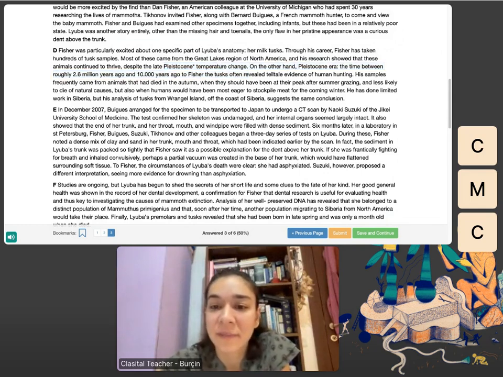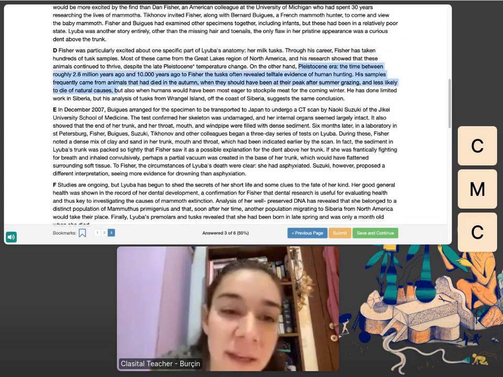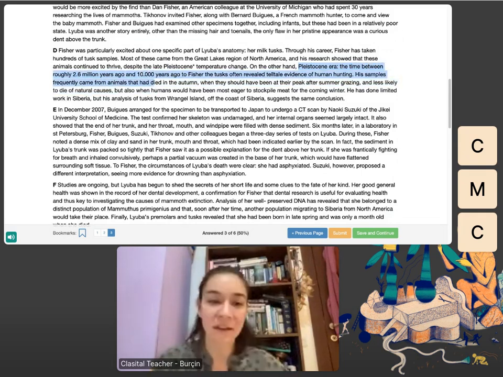Pleistocene era, the time between roughly 2.6 million years ago and 10,000 years ago. On the other hand, to Fisher, the tusks often reveal telltale evidence of human hunting.